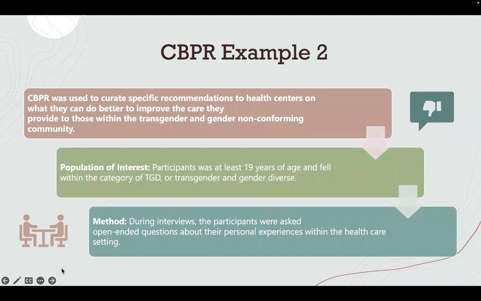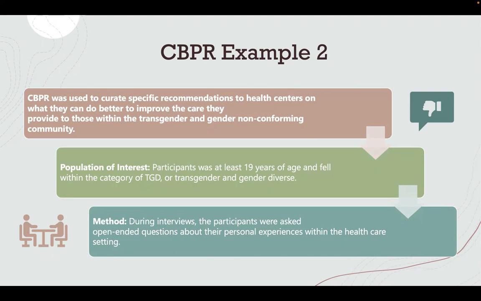The second example is a journal article written by Meyer et al. Titled Unmet Expectations in Healthcare Settings: Experiences of Transgender and Gender Diverse Adults in the Central Great Plains. This article uncovered the expectations that have not yet been fulfilled in the healthcare setting, as reported directly by the individuals within the transgender and gender nonconforming community. The population of interest for this study were participants that are at least 19 years of age and fell within the category of TGD, or transgender and gender diverse.